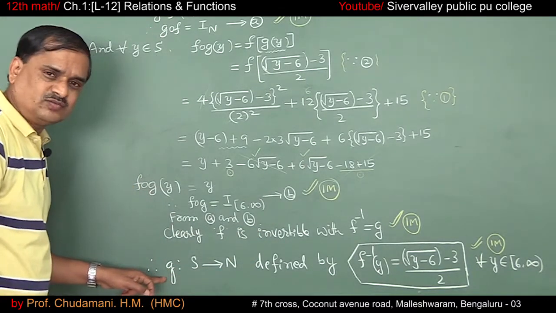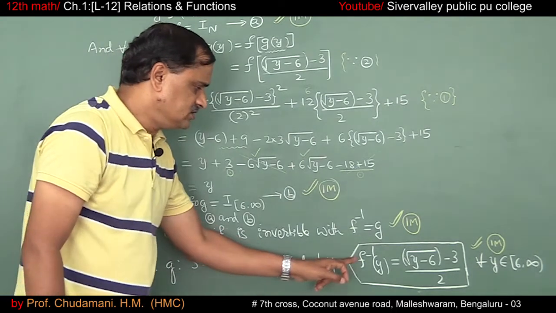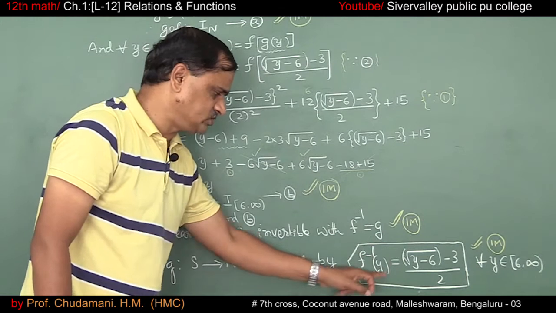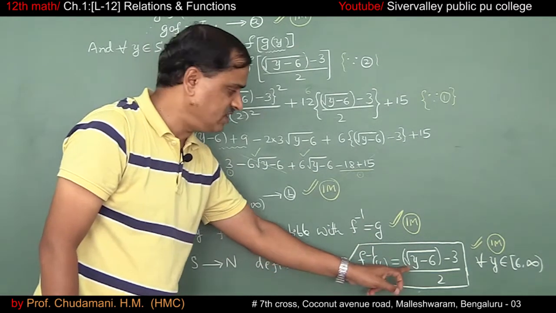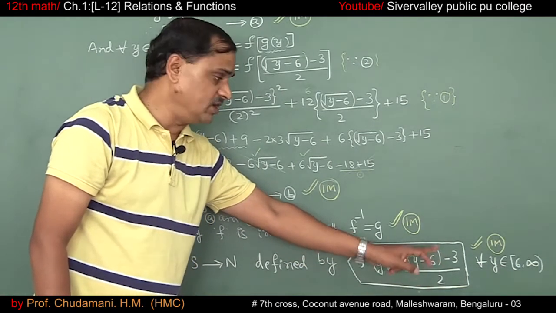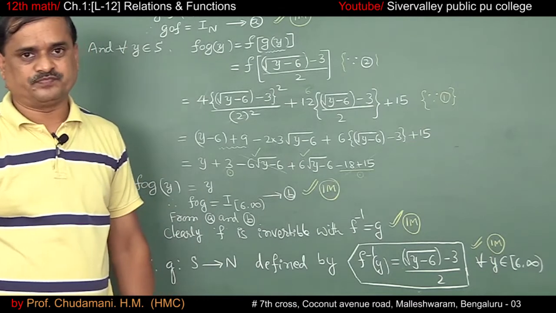Already we have assumed g from S to N defined by g of y is equal to x, g is nothing but f inverse. So, f inverse equals root of y minus 6 minus 3 divided by 2 for all y belongs to 6 comma infinity. That is the 5th mark.